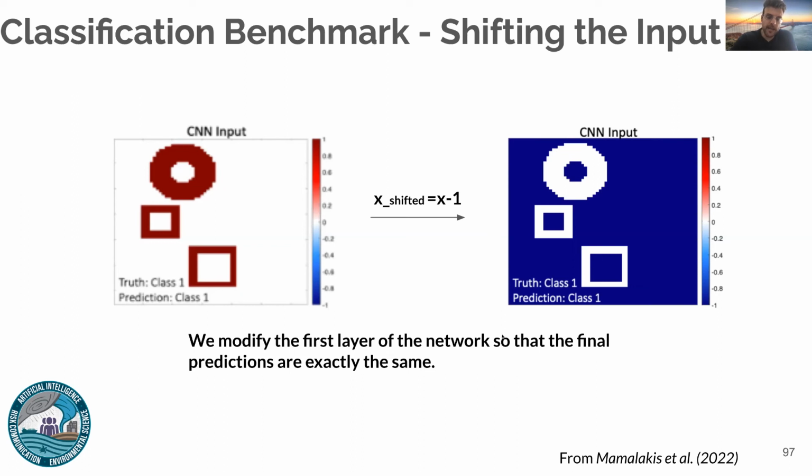Then we modified the already trained network. We modified the first layer of the network so that the final predictions are exactly the same. You can do that. The math is simple. You just shift the biases of the first layer accordingly to incorporate this change in the input. And then we again use the same methods to explain the prediction, which was the same, in the next slide.